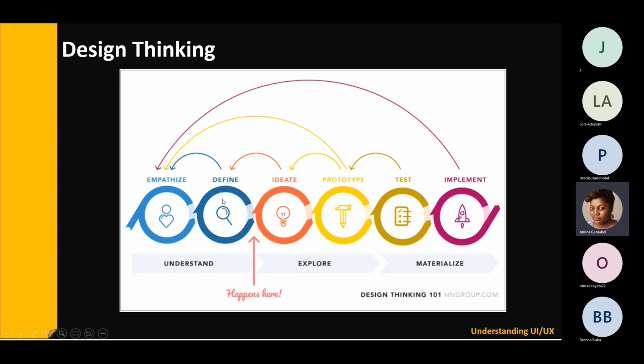Is it the define stage? Is it the ideation? Where did they falter? Was the issue with the prototype? So even while the app is being released, your job as a UX designer is not done, or even a UI designer, because at this point, both of you are working together. So you have to keep going back. You keep iterating until your app is perfect, and you are having less and less complaints about it.